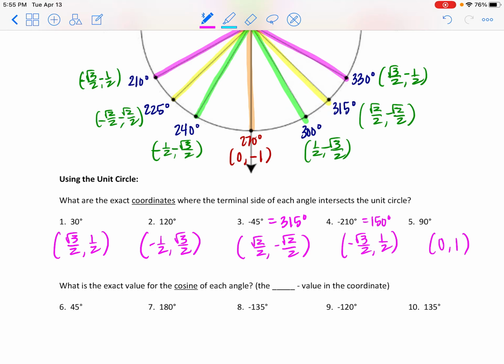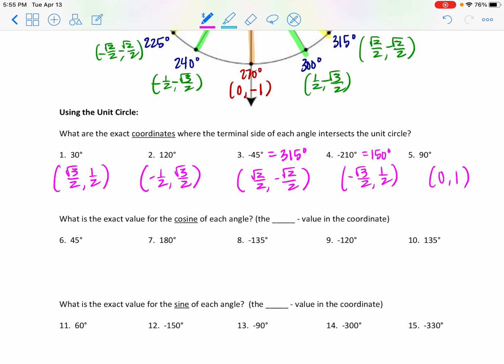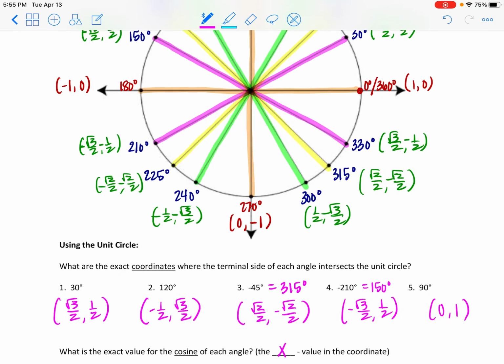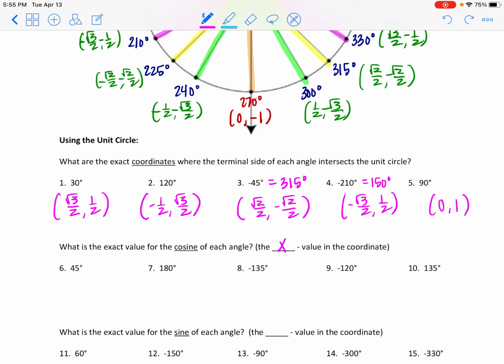But the more important part is finding the exact value for our trig ratios, like I said, sine and cosine. So if I asked you for the exact value for the cosine of any one of these angles on the unit circle, all you have to do is pick out the x value in the coordinate. So if I said, what's the cosine of 45 degrees? It's no longer something we have to go to a calculator for. Cosine of 45 degrees is exactly radical 2 over 2. If you put it into the calculator, it's going to give you a decimal, but that decimal will be radical 2 over 2.